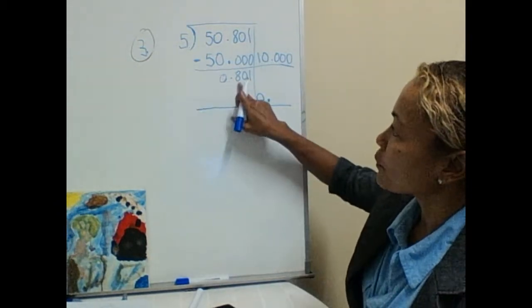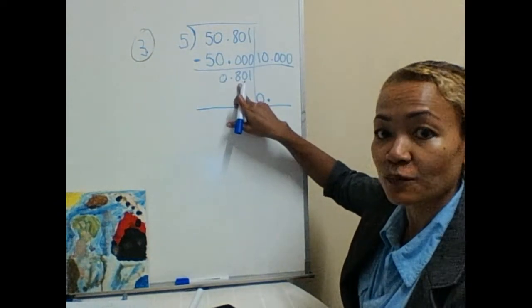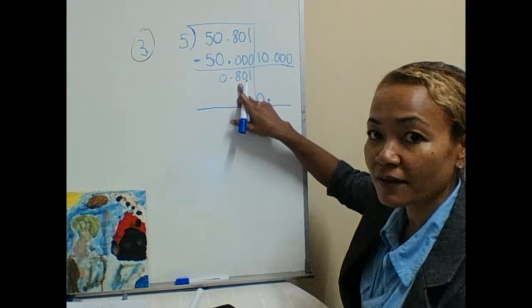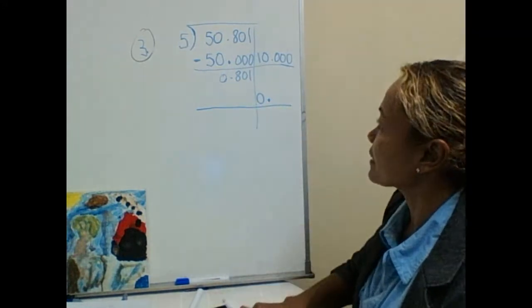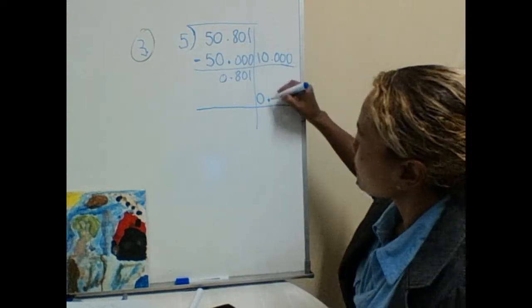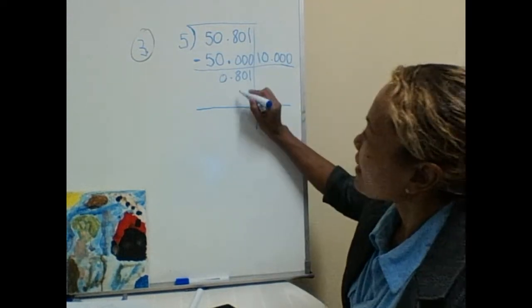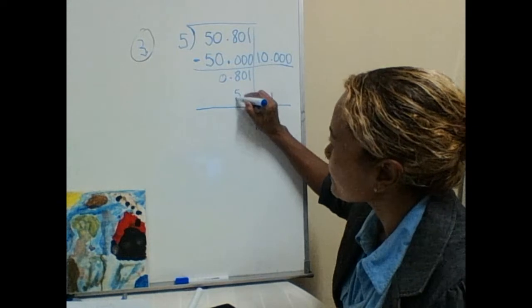Does 5 go into 8? Yes, 1, right? 5 ones are 5; 5 twos are 10, that's more than 8. So 5 ones are 5. That's what you can use. 5 ones are 5, and you put the 5 right under that 8.